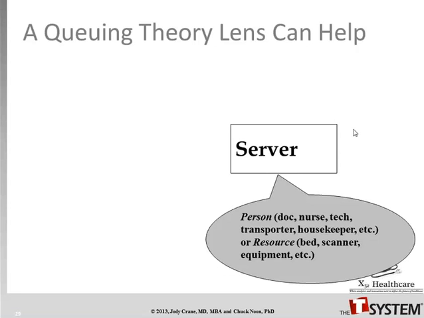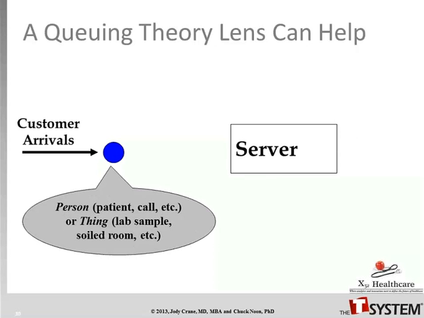Now, arriving to these servers would be an arrival rate of certain things. And we typically think of these as customers. And in the ED, the most common thing we think of is patients arriving for care. Well, it turns out all those servers I just told you about have a lot of different arrivals as well.